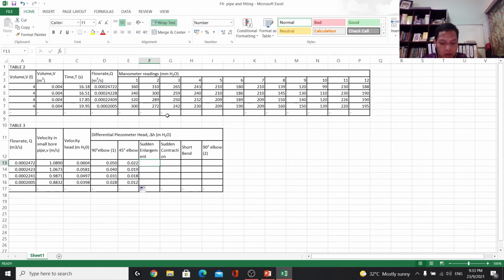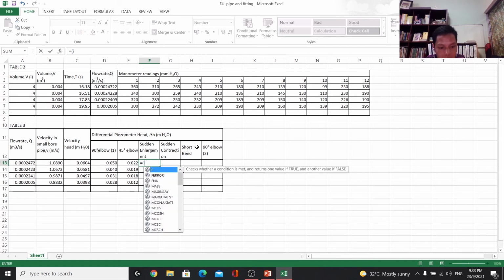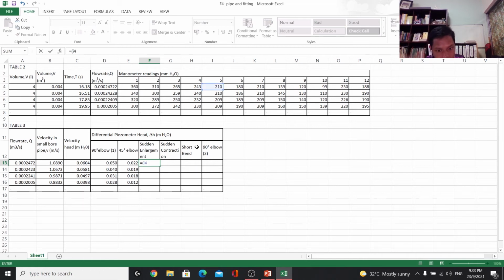The side arrangement is I4 minus J4, divided by 1000. So we got 0.3 here.